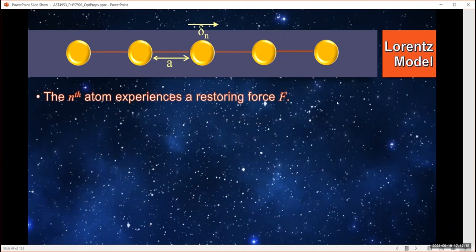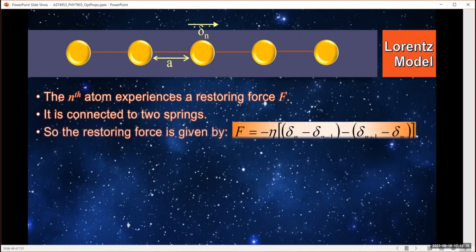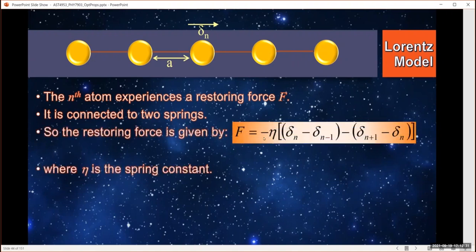Our nth atom is experiencing a force F given by Hooke's law, and it's connected by two springs. We've got a spring connecting it to n+1 and n-1. And so what we get is a restoring force, which is, this is the spring constant, this is one spring, and this is the other spring. And they're acting in opposite directions, so it's one minus the other. And so we can then put it together like this, and we get this equation for the force that is acting on this particle.